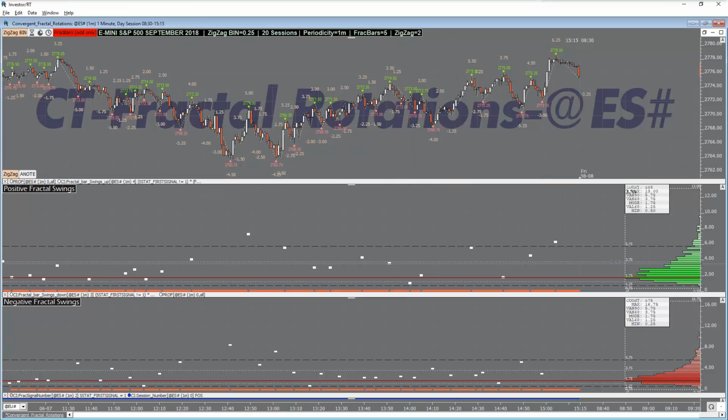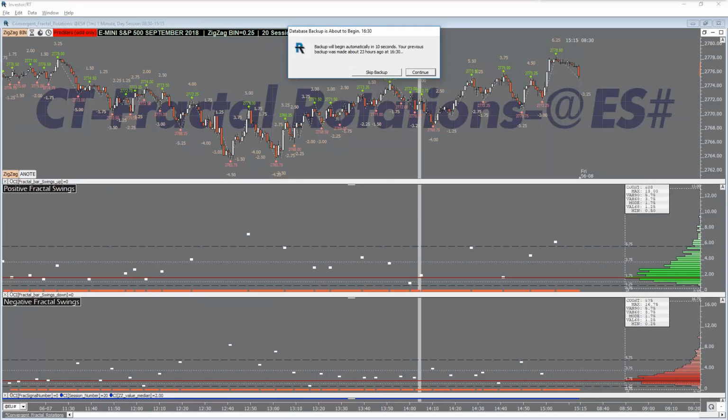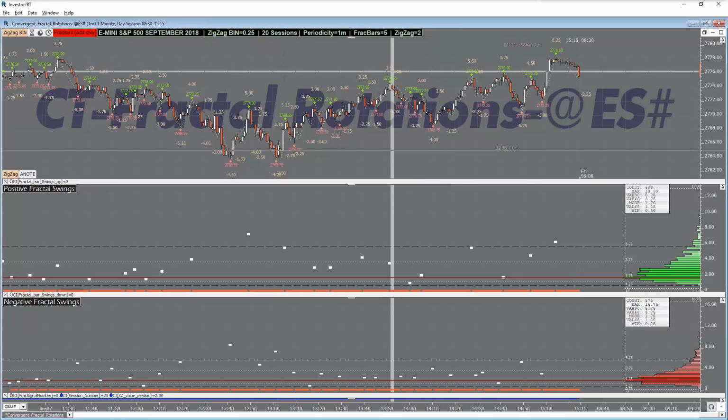It tells me the current 1 sigma rotation in the ES is 3.75. It was a little bit bigger a couple months ago. It tells me that I need to set my zigzag pullback to 2 points right there, which is 8 ticks, and so on. That's how I'm doing it.